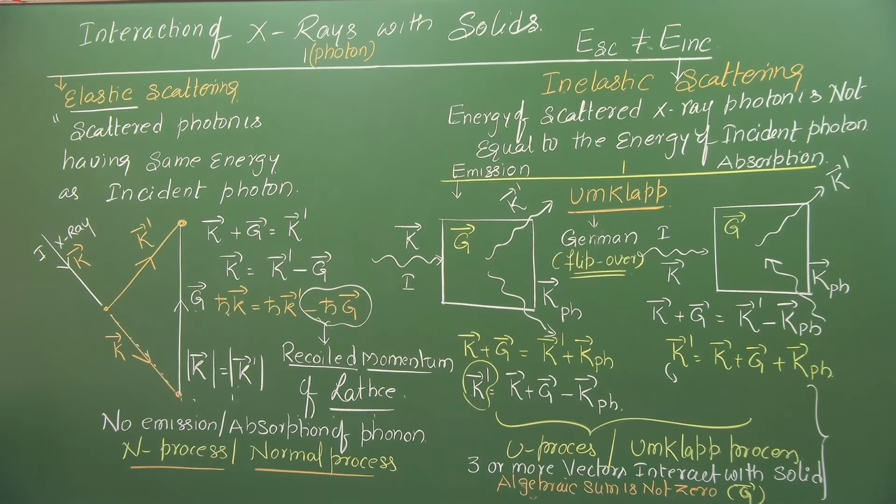3 or more vectors interact with the solid in that umklapp process, but the point is the algebraic sum never will be 0, that is always equal to G bar. So the algebraic sum of the vectors in the inelastic scattering is always equal to the reciprocal lattice vector G bar.